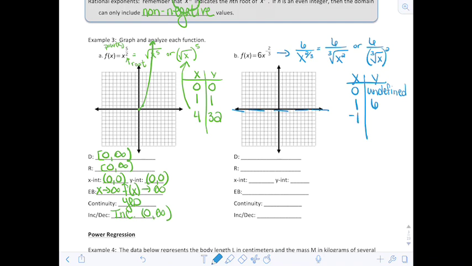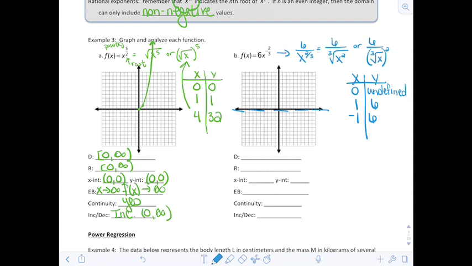I can plug in negatives now because I'm taking an odd root. So the cubed root of negative 1 is negative 1, but I square it, so I get positive 1, and then 6 over positive 1 is still 6. So be careful with that. Take your time as you plug in values. If you don't have your calculator, be very careful when you plug in values and raise them to powers.